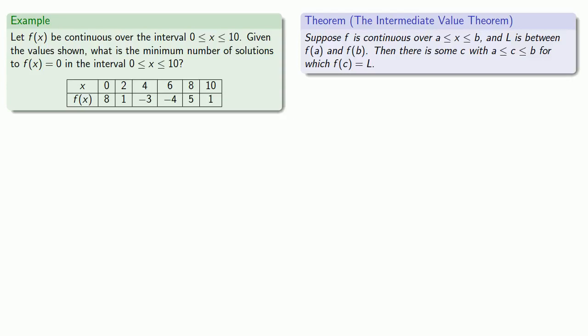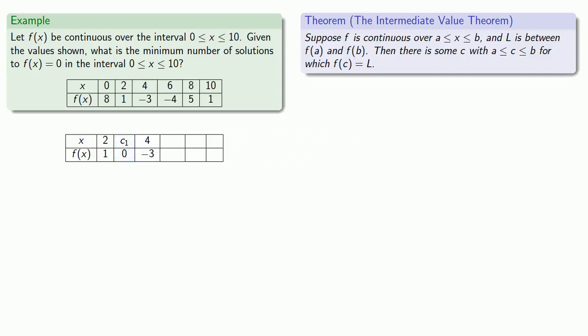We want to find where f of x equals 0. So if I look at my function values, at x equals 0, my function value is 8, which is too big. At x equals 2, our function value is 1, which is too big. At x equals 4, our function value is minus 3, which is too small. And since my function is continuous, we can reason as follows. At x equals 2, we're too big. At x equals 4, we're too small. So someplace in between will be just right. And so there is a solution to f of x equals 0 someplace between 2 and 4.